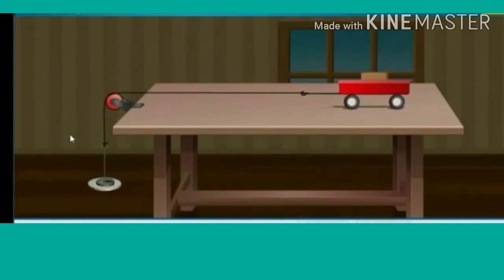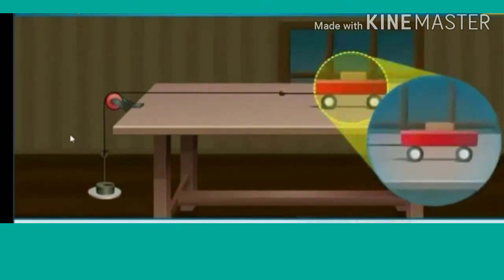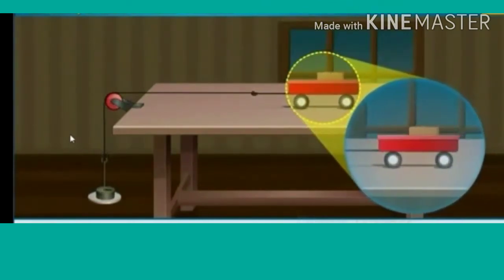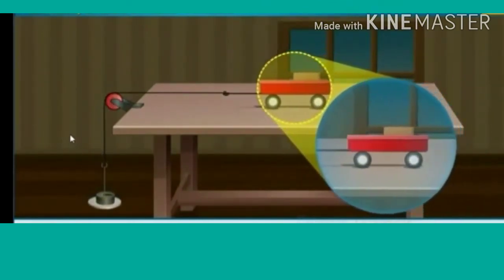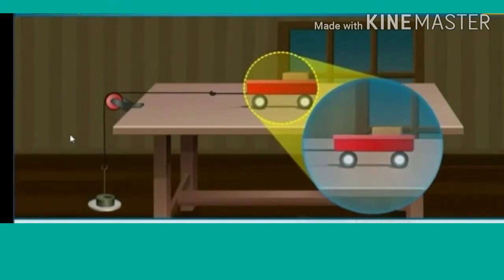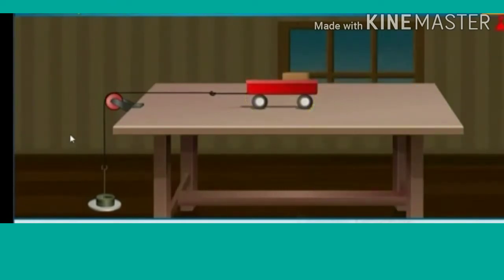Observe the changes in the motion of the wooden block and the toy trolley. They are slowly moving by placing the weights on it. Now keep on increasing the weight on the weight hanger and observe the motion of both the wooden block and the trolley.